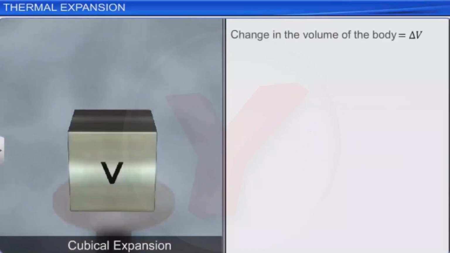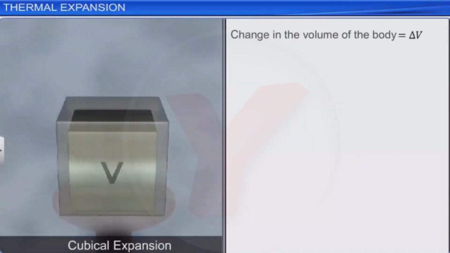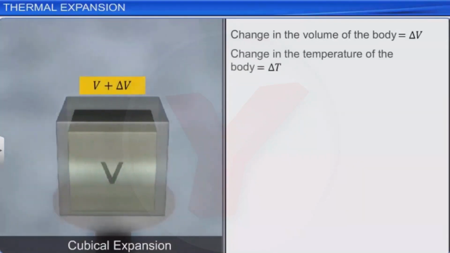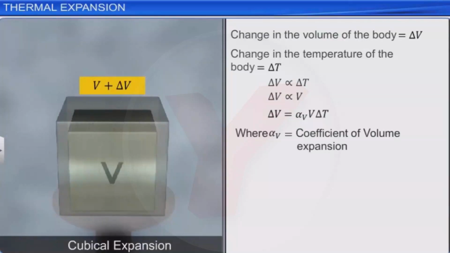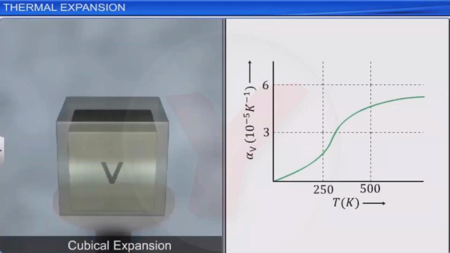If the volume of a solid body is V and delta V is the change in volume for a change of temperature delta T, then delta V is equal to alpha V into V into delta T, where alpha V is called the coefficient of volume expansion. Though the coefficient of expansion is a characteristic of the substance, its value depends on its temperature.